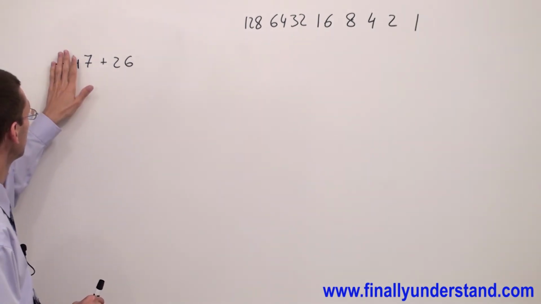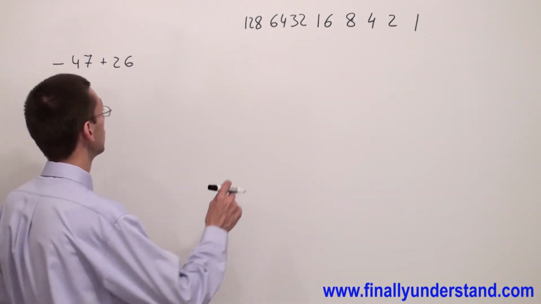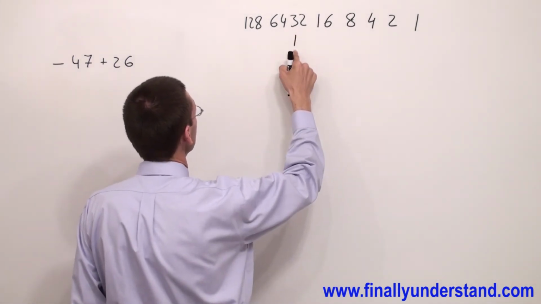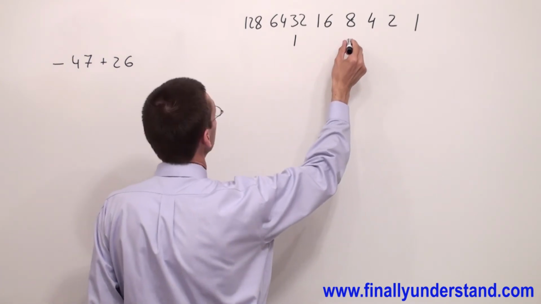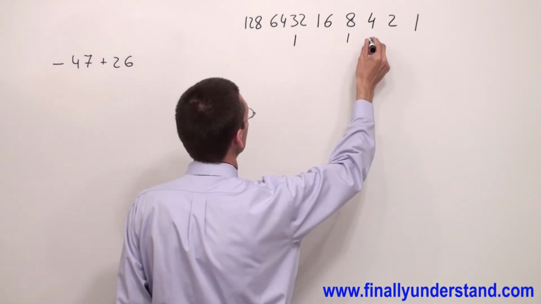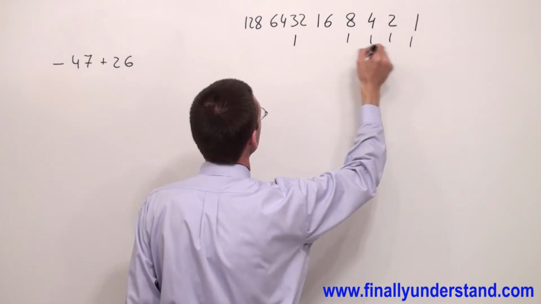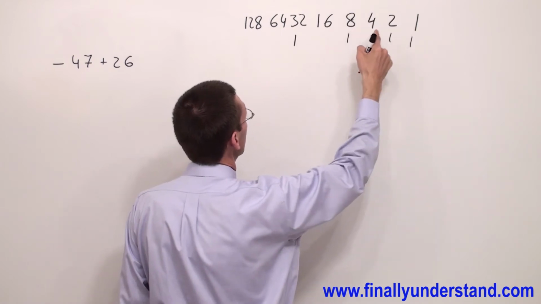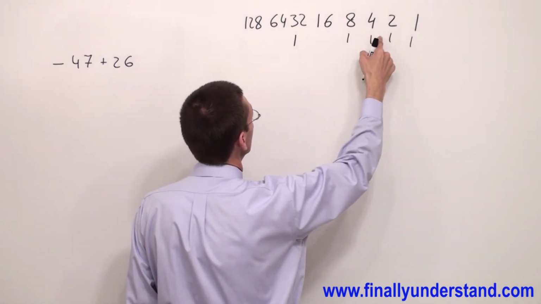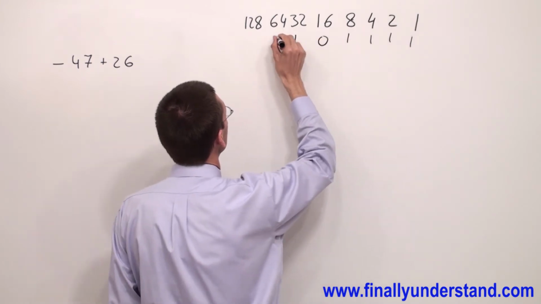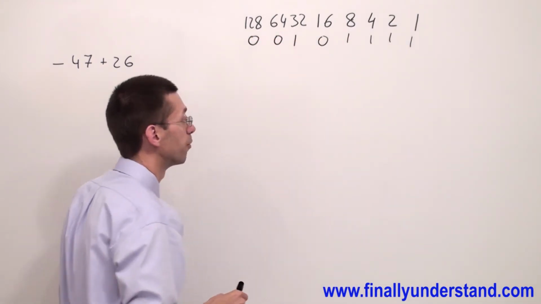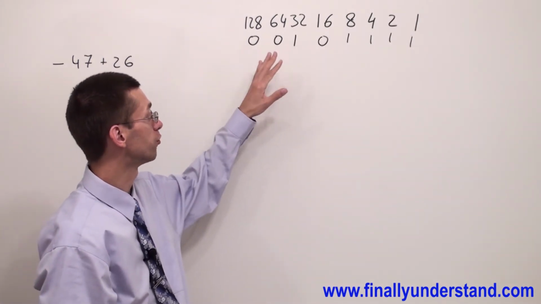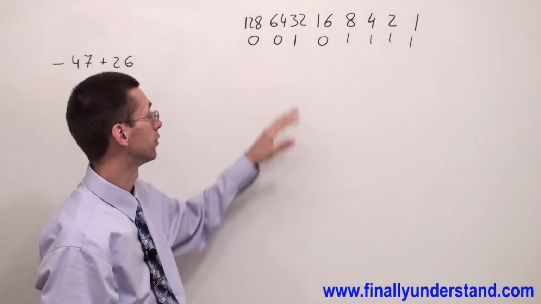Find positive 47 first. 47 you can build from weights 32, and I have 8, and I have 4, 2, 1. 32 plus 8 is 40, plus 4 is 44, plus 2 is 46, plus 1 is 47. Okay, this is my positive 47. In order to find negative 47, I'm supposed to find the 2's complement of this number.